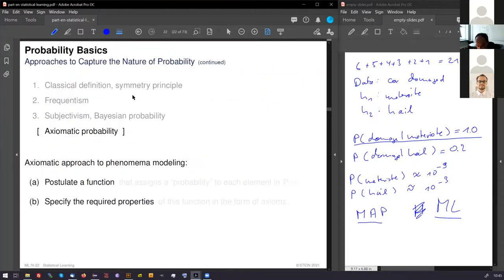I will bring the last approach for today. It's not an approach to understand probability. It's an approach, as I already said, only to compute probabilities. And this solved a big, big problem. The axiomatic approach to something is the following.